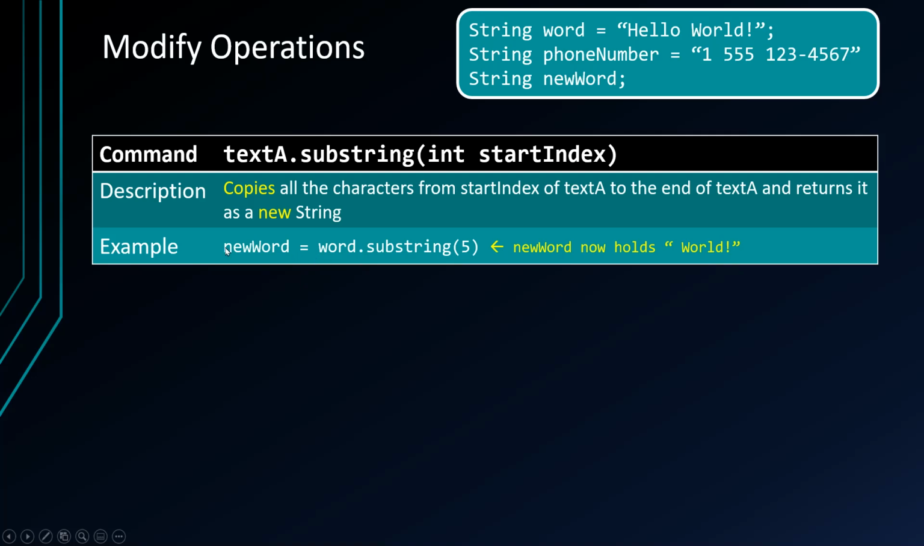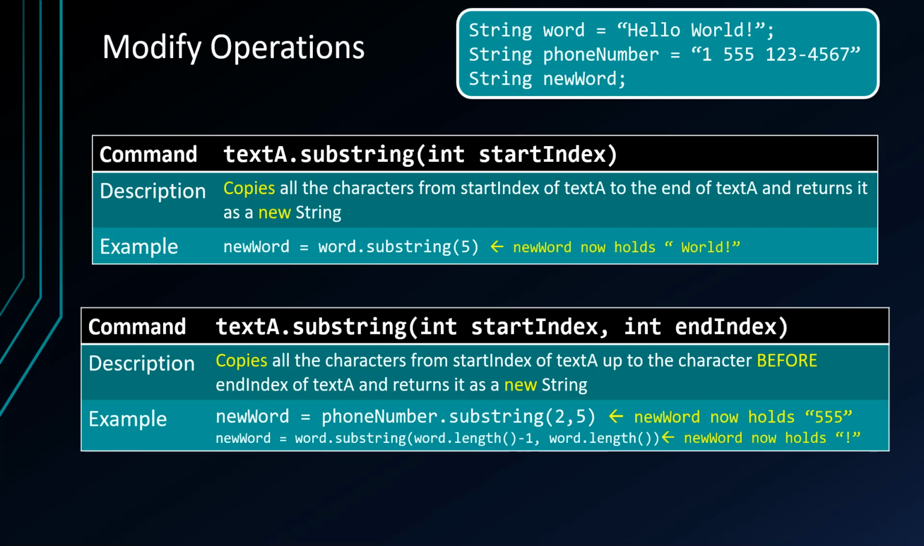We stored it in a new word. So new word actually holds space world. So think of it like a cookie cutter. We're cutting out everything from a certain location on. That's really useful. However, sometimes you may not want everything up till the end. Maybe you only want one little piece of it.